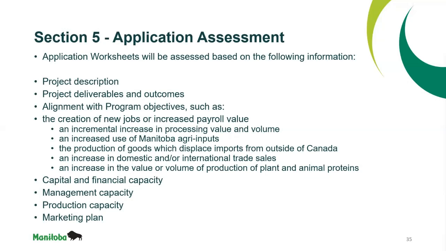Capital and financial capacity, so that's your financial ability to pay for your project upfront, because as I mentioned earlier, there is no advance funding provided. You need to pay for all the project expenses and make a claim, at which time you would be reimbursed for eligible expenses. Your management capacity, production capacity, and finally your marketing plan.